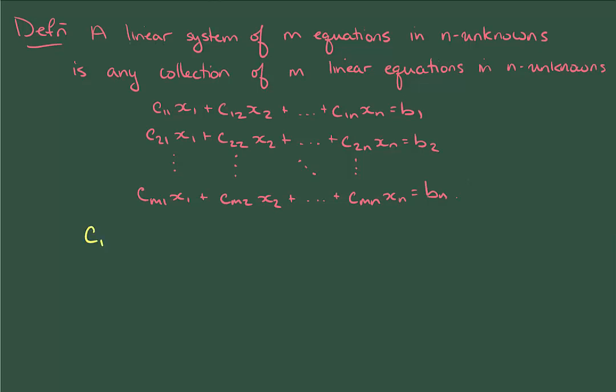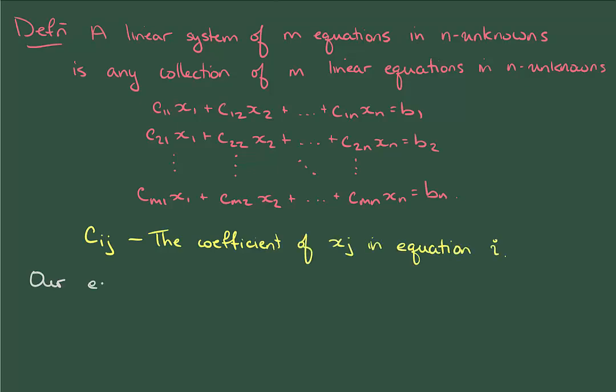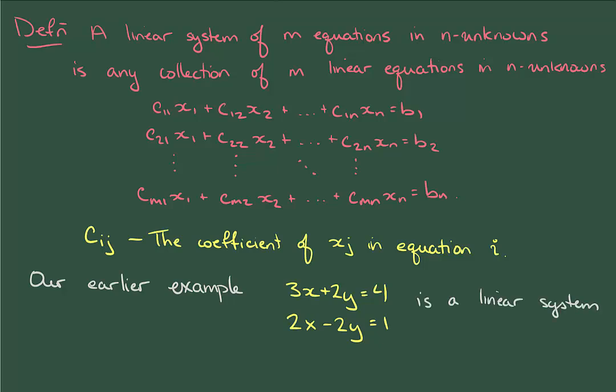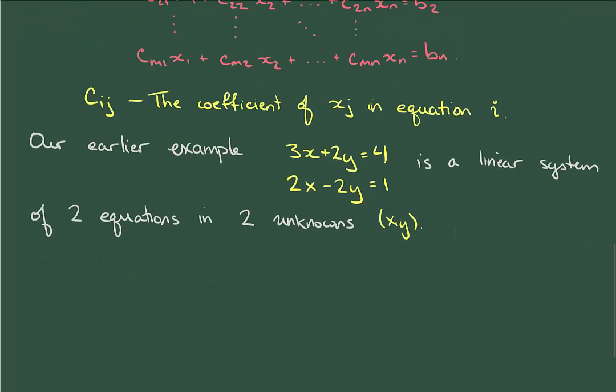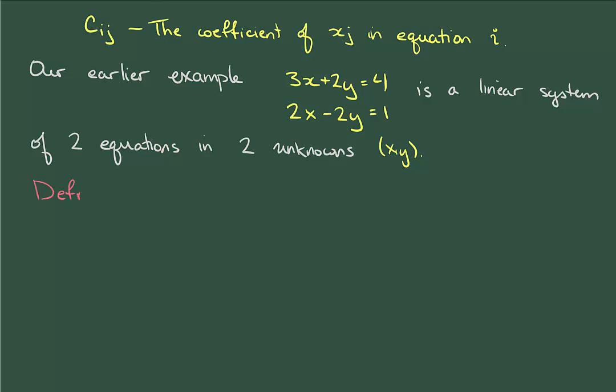Alright, so the coefficient cij, here the i indicates which equation this coefficient comes from, and the j indicates which variable. So if we recall our previous example, c11 is 3, c12 is 2, c21 is 2, and c22 is negative 2, and this defines a linear system of two equations and two unknowns. So there we used x and y instead of x1 and x2, but it doesn't make a difference. So that defines the system itself, but now we need to talk about solutions to that system.